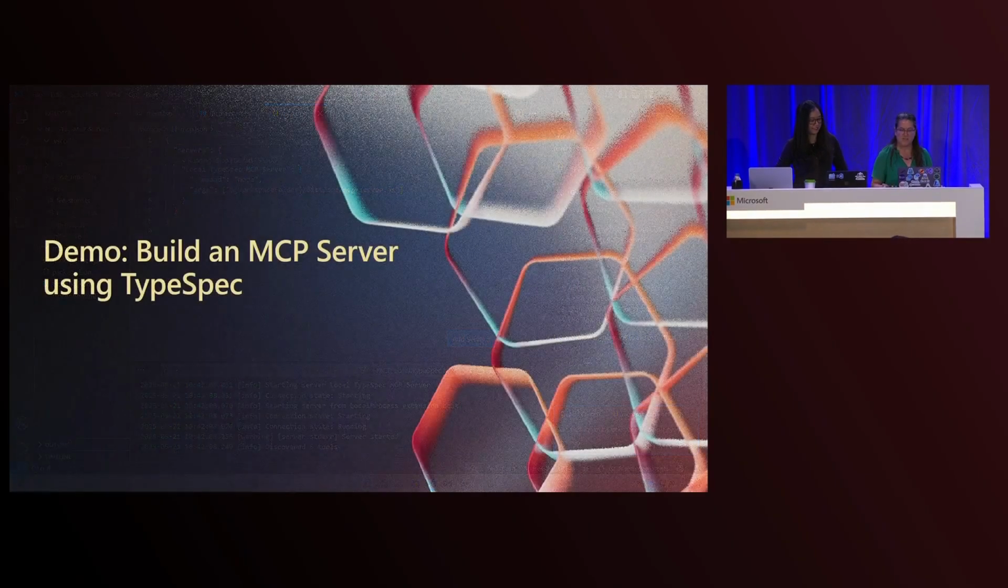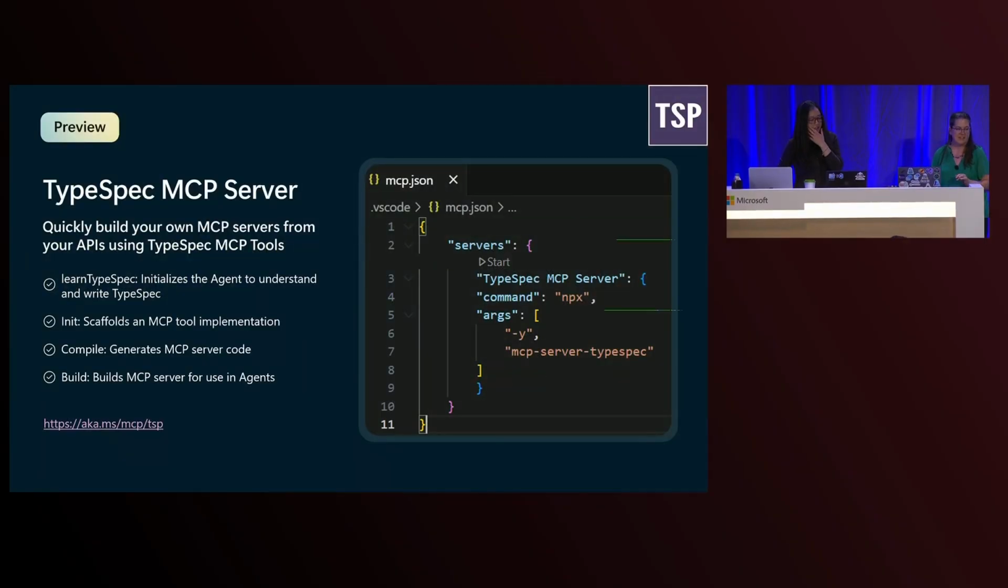All right, let me switch back to the slides for a second. So type spec is one of the many ways you can build an MCP server. It's not the only way. We also have API Center. So if you've defined your API and it's already in API Center, you can use that to generate an MCP server. But type spec might be of interest to you if you're getting started on a new project, just to help you define your service overall, because of the many other things it can generate as well.